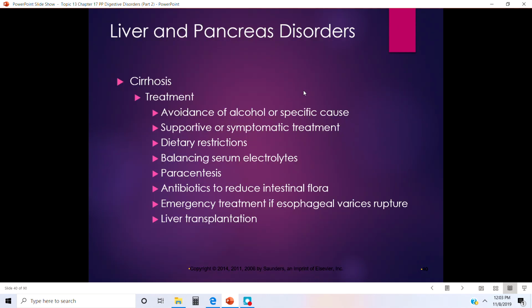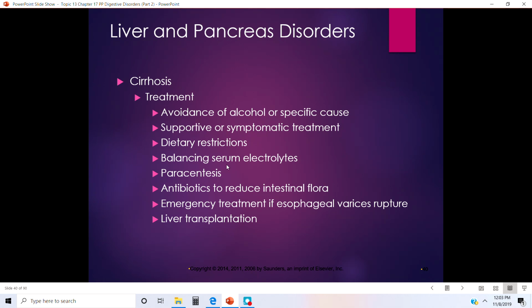So as far as the treatment, there's really not much we can do. We had said before, once we get to the cirrhosis stage, it's permanent, right? We're not going to get our cells back. So the individual, regardless, should stop drinking. Everything else is going to be supportive and symptomatic treatment. Just basic dietary restrictions, making sure they don't have a lot of fatty foods, that type of thing. Making sure their electrolyte levels are normal.